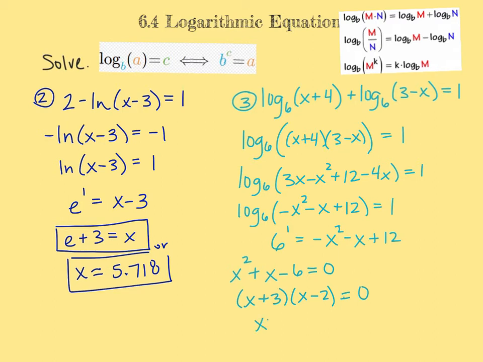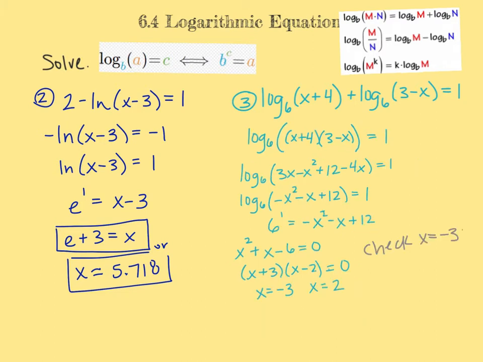Our solutions are potentially negative 3 and 2. Again, I say potentially because we do have to double check our work and make sure that it works. So if we plug in negative 3 into our initial logs here, we'll have log base whatever of negative 3 plus 4. That works. And then we'll have log, and then on the inside, 3 minus negative 3. So both of those insides are positive, therefore negative 3 is a viable solution.